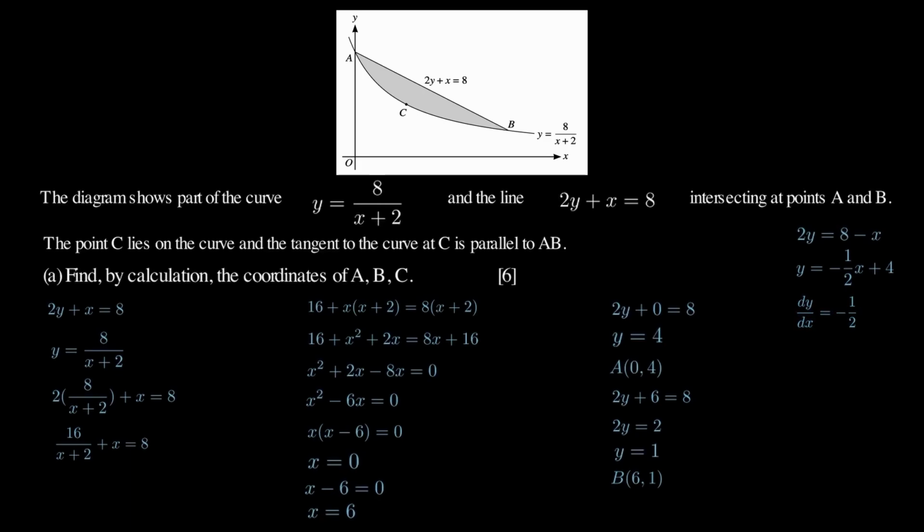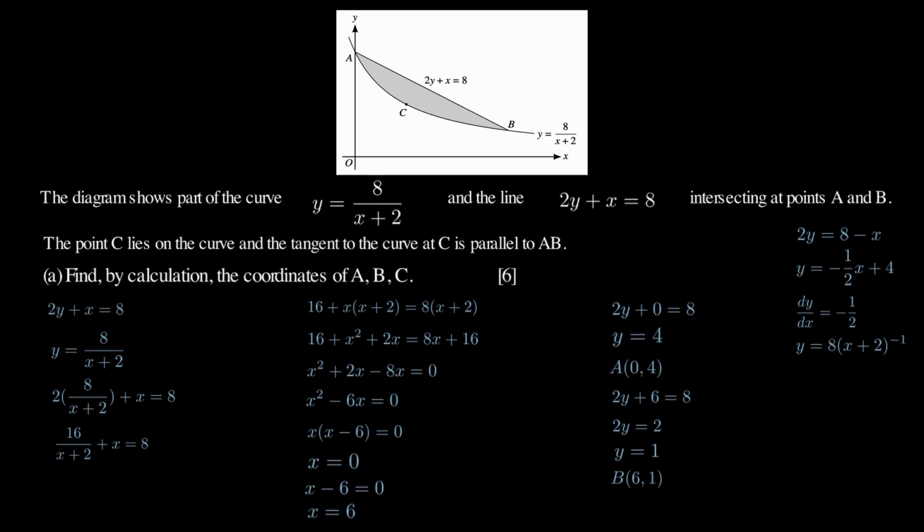Now all I need to do is find the derivative of the curve and make it equal to -half, because we know that the gradient at point C and the gradient of AB are equal. That was given to us by the problem itself. In order to find the derivative of the curve, let's write it down in a proper way, which is y equal to 8 times x plus 2 raised to the power of -1. Now that's going to be a binomial, and we need to find the derivative of that binomial.